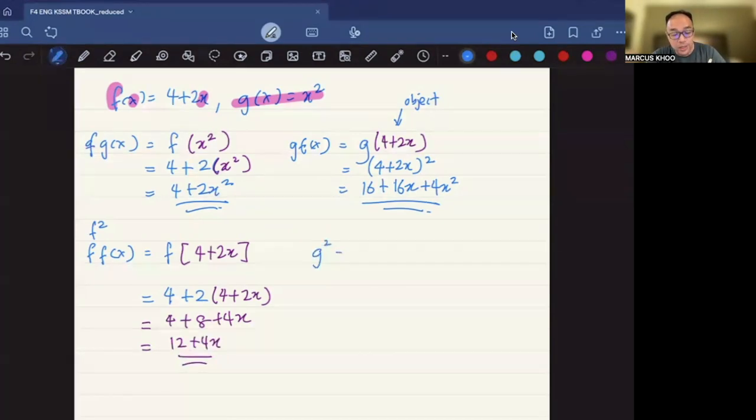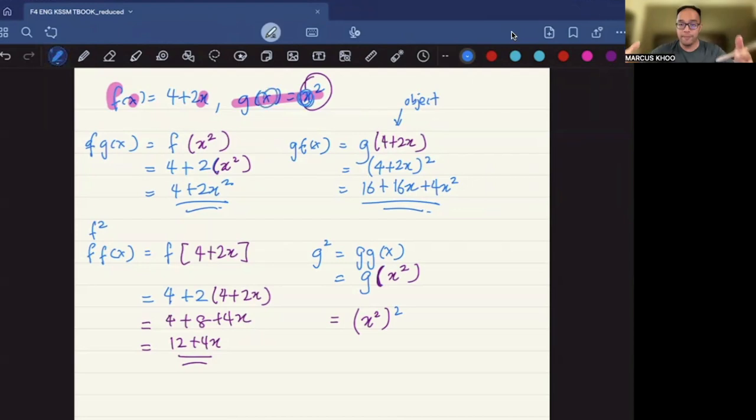Okay, g squared, with g(x) as the object. Let's put g(x) in. What is g(x)? g(x) is x squared. Let's put this object into the g function again. So the object is x squared. The whole thing you square it, because it's object squared. Whatever the object is, you square it. So x squared squared will be x to the power of 4. That's the second one.